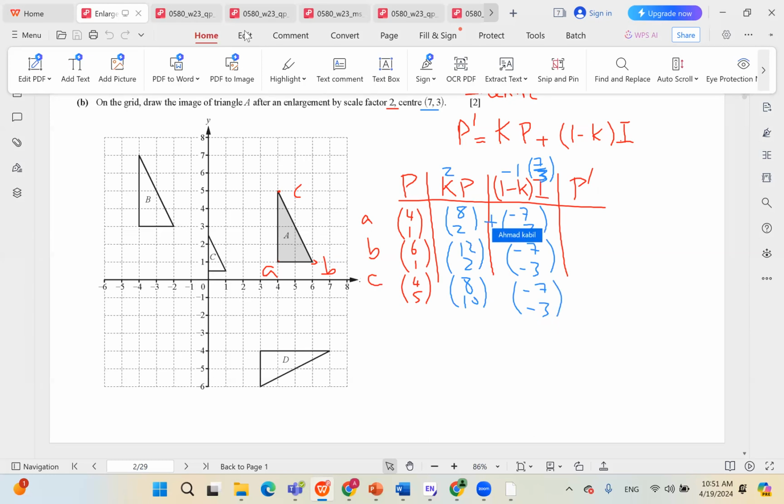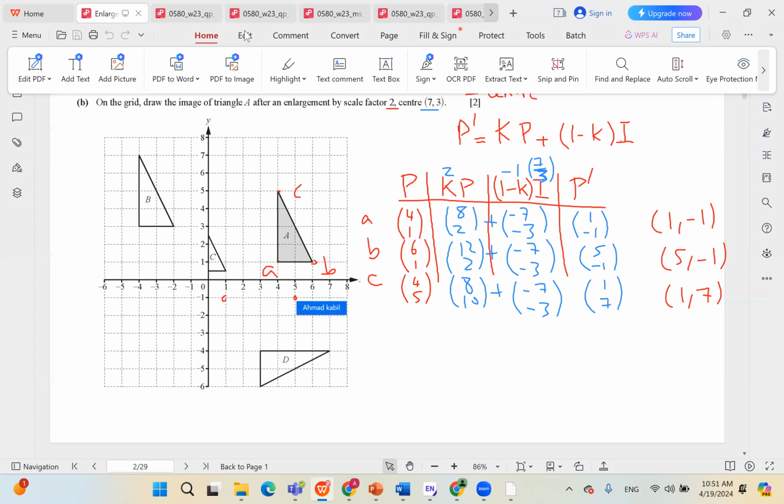Finally, we're just going to add these together. And we're going to get 1, -1, 5, -1, and 1, 7. I'm just adding the elements of the upper row and the elements of the lower row, and you can transform them at the end into points like this, and you're done. All you have to do now is just graph these points. So we have 1, -1, and we have 5, -1, and we have 1, 7.